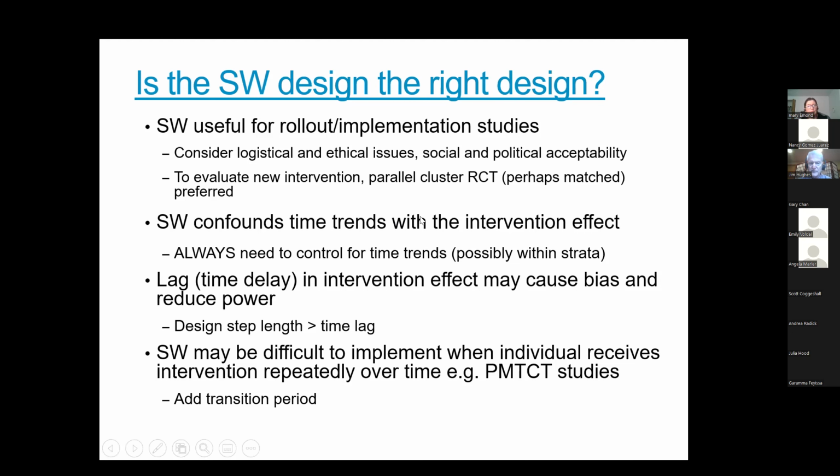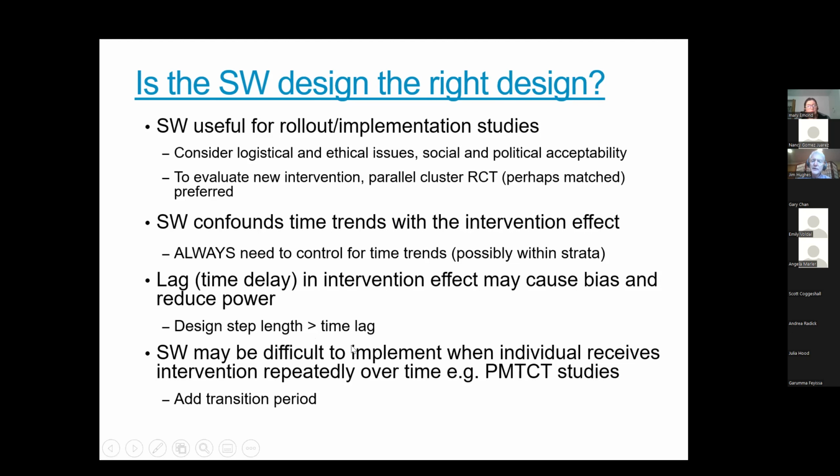You have this confounding of time trends with intervention effects, so you always need to control for time trends. And this issue that I've brought up about lags in the intervention effect can cause bias as well as reduced power.